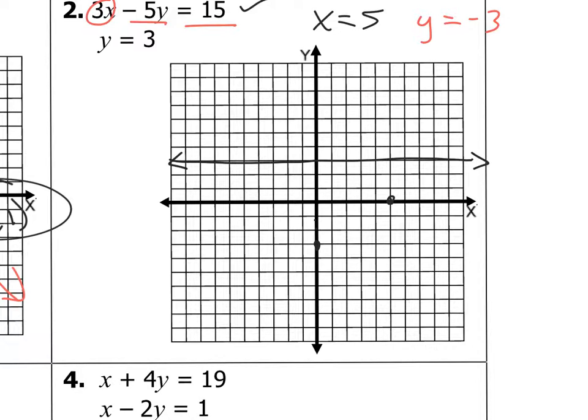Now, 1, 2, 3. So I'm going to go up 3 to the right 5. I'm going to do the same thing. 1, 2, 3, 1, 2, 3, 4, 5. So there's another point right there. So I'm going to connect it. And notice my connecting point is at 10, 3. All right? And that's how you would use solving by graphing.